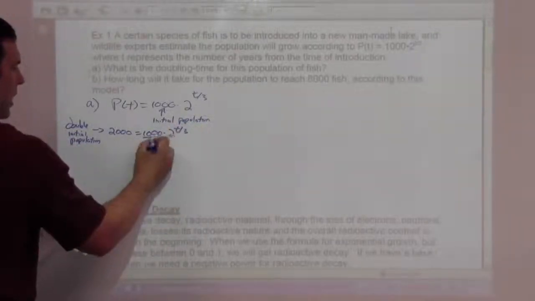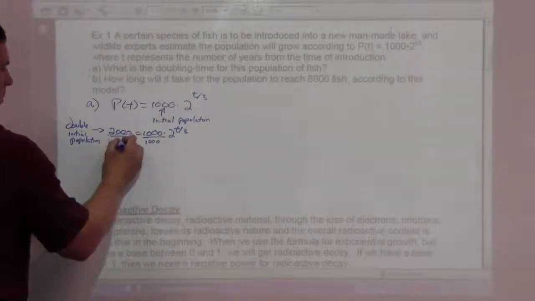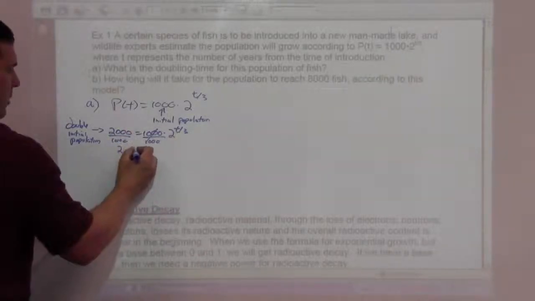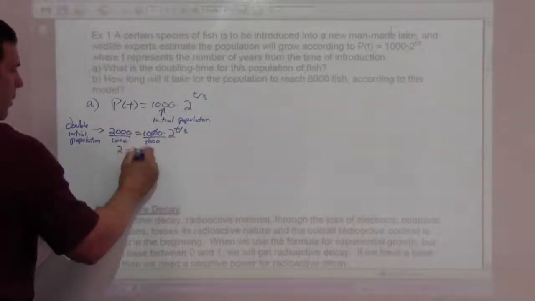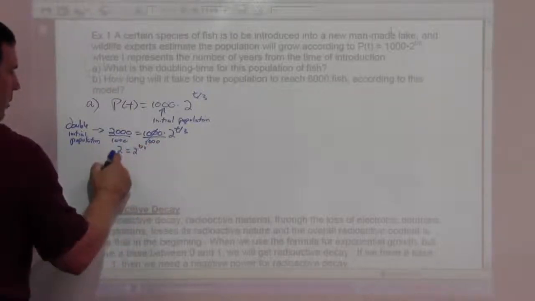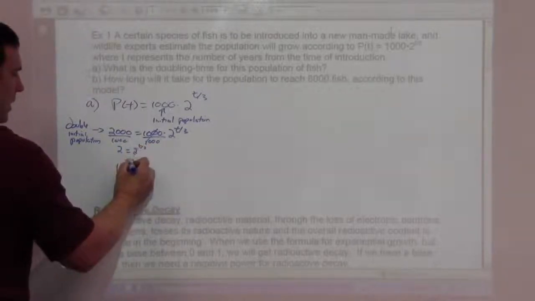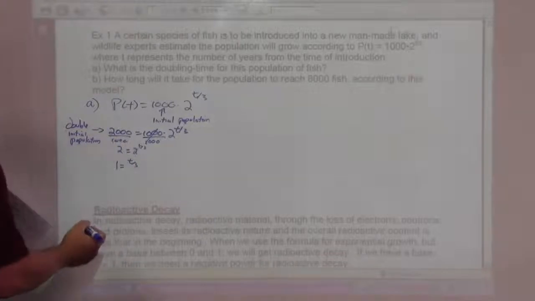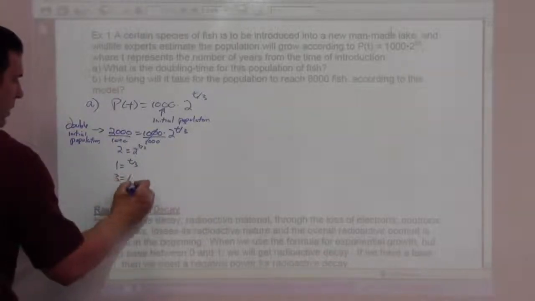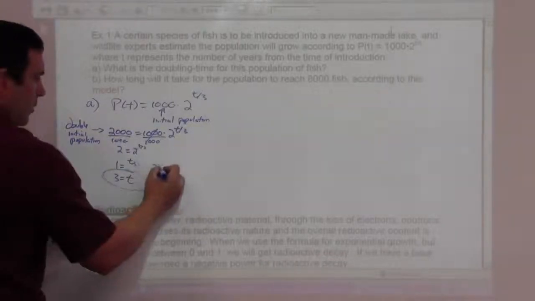We divide both sides by 1,000. 2 equals 2 to the t over 3. So the power here is 1. 1 equals t divided by 3. So 3 equals t. So the doubling time is 3 years.